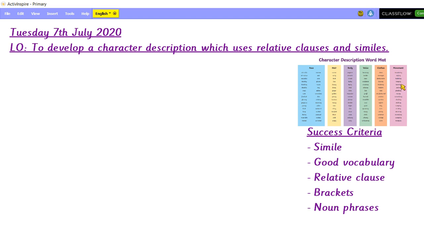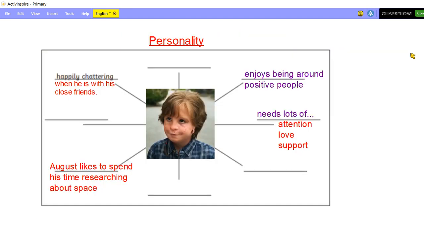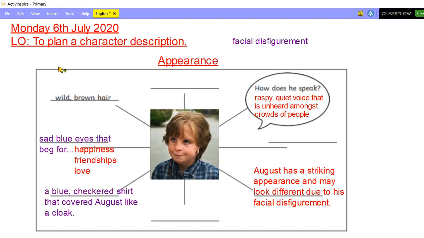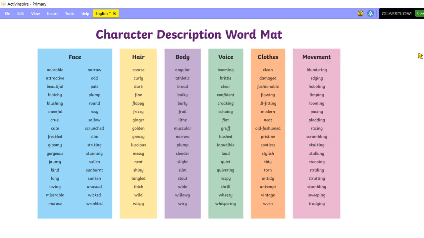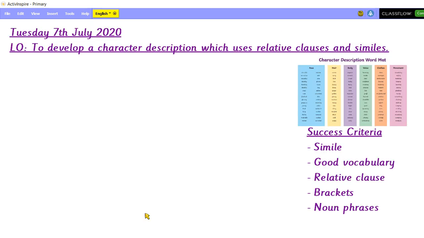Noun phrases are really simple. A noun phrase is something like this: sad blue eyes, wild brown hair. Okay, we've just added our relative clause here: sad blue eyes that beg for happiness. A blue checkered shirt is my noun phrase, and I've added my relative clause here: that covered August like a cloak. So again, that's another part of the success criteria, which should be nice and simple.